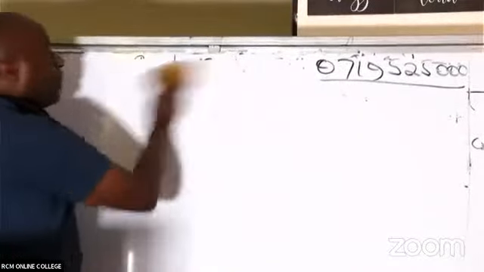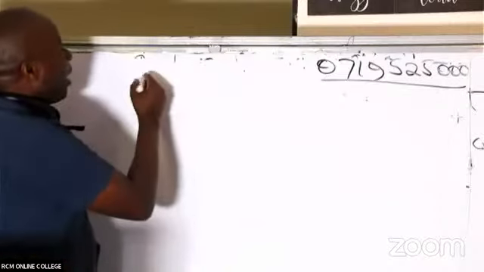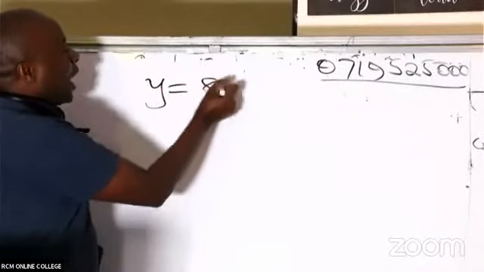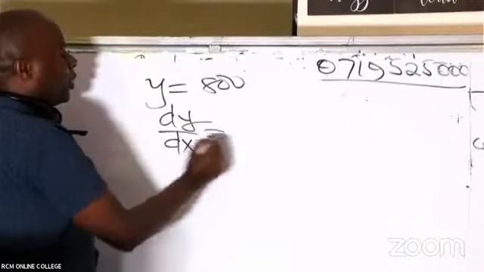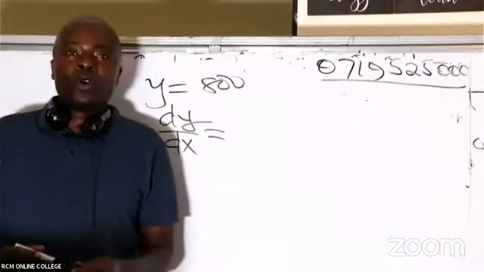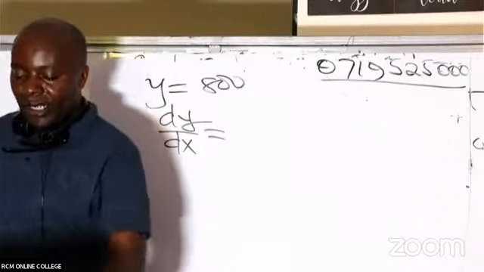So if, for example, you are given this kind of an arithmetic, you are given here y equals 800, and then somebody tells you to differentiate. When they tell you to differentiate, they will tell you to get dy all over dx.